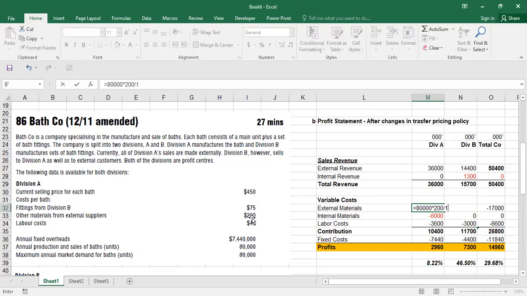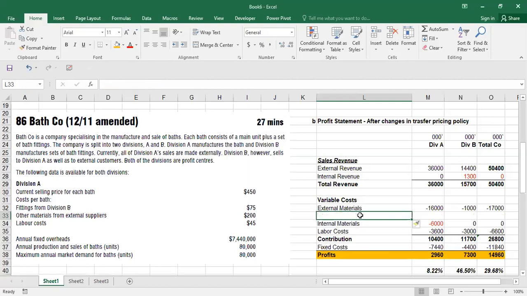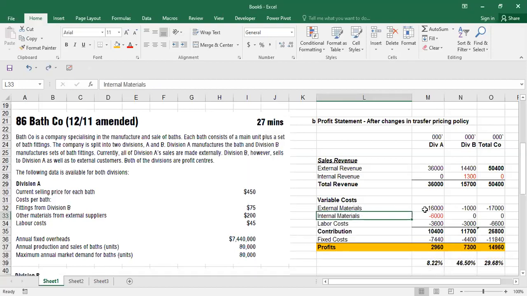And just divide it by 1,000, multiply by -1. So their external material cost will be 16,000, $80,000. And then how much is their internal material cost? And by the way, there will be one more line, or you can actually make changes here.